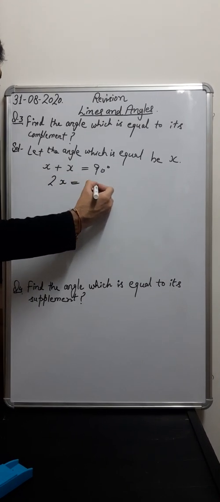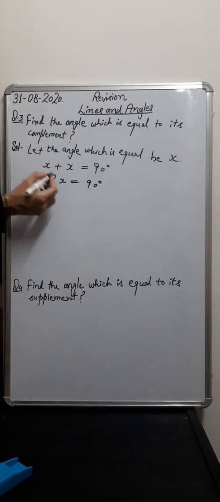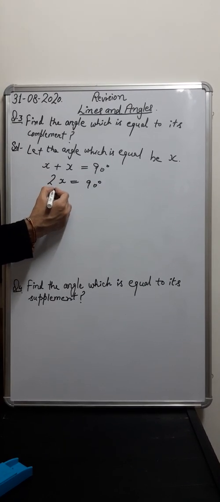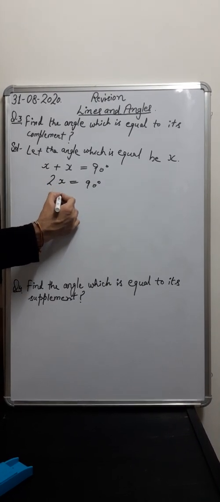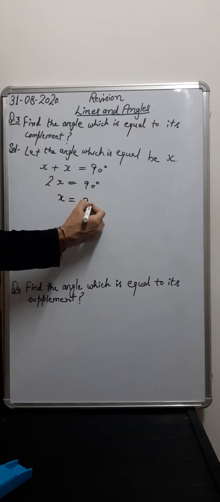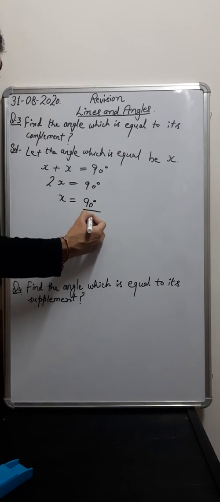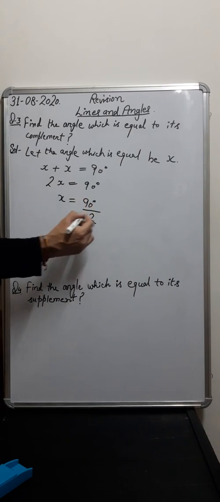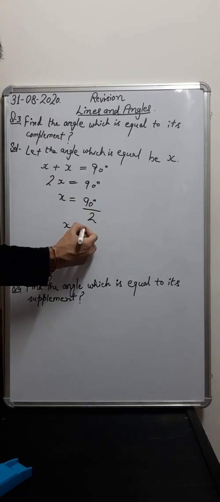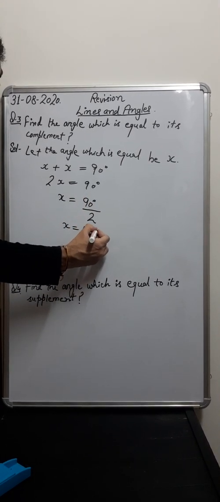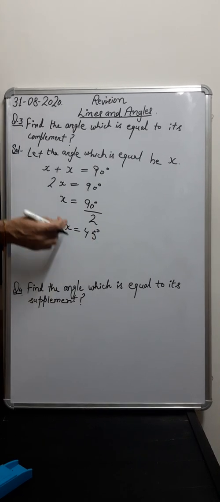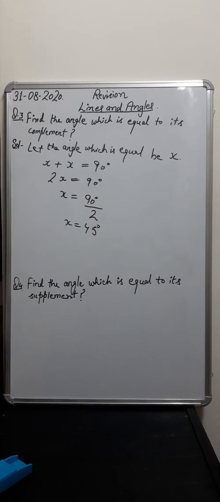2x equals 90 degrees, and to find the value of x, 2x means 2 multiplied by x. So x equals 90 degrees divided by 2. So 90 degrees divided by 2 gives you x equal to 45 degrees. So here x will be 45 degrees.